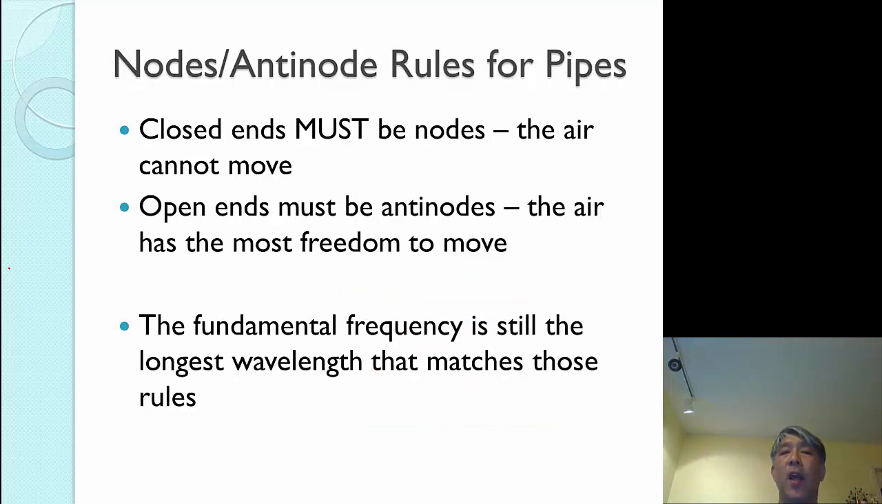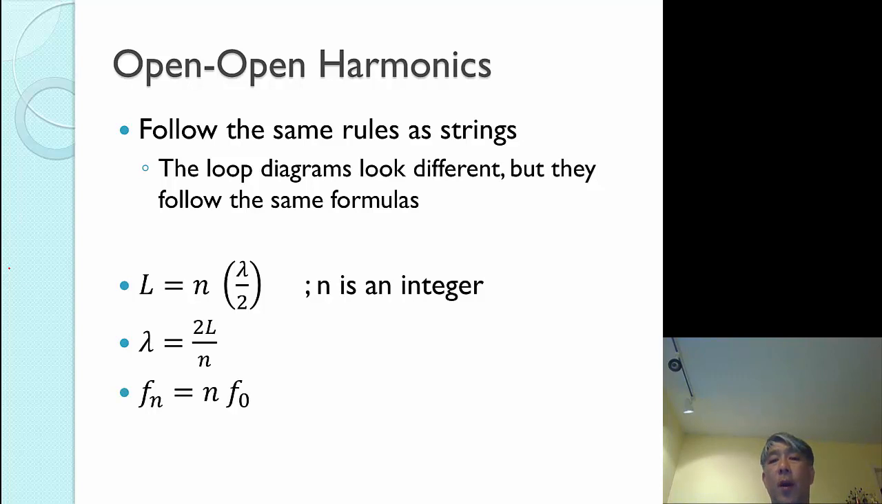So just to summarize, anytime you encounter a closed end, a part of the instrument where the air can't move or the string can't move, that must be a node. Open ends where the air is free to move or perhaps the string is free to move, that's going to be represented as an antinode. The first harmonic, or synonymous with that, the fundamental frequency, is still the longest wavelength that matches those rules. So the frequency will give me the wavelength, and the wavelength must fit in that pipe or string.